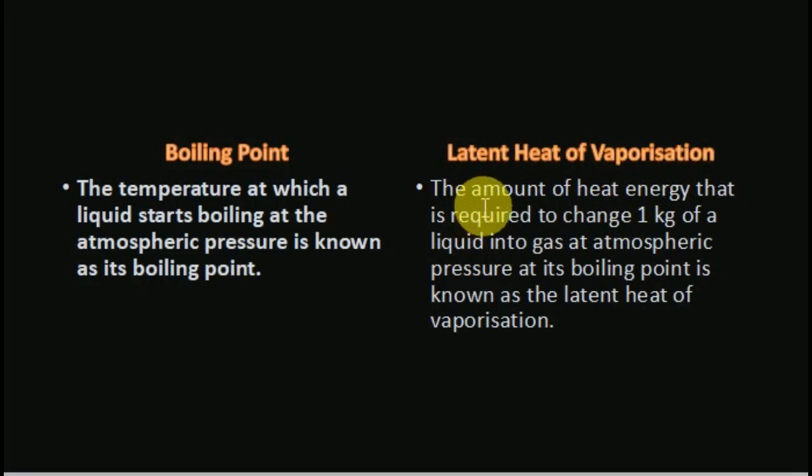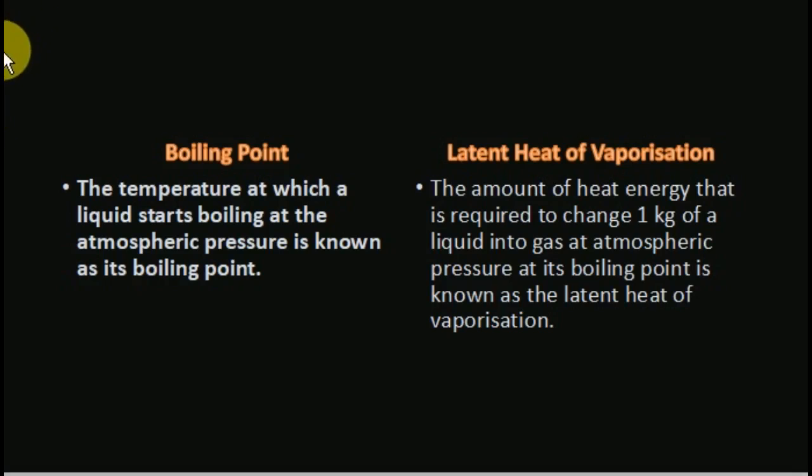And again, the definition is: the amount of heat energy that is required to change 1 kg of a liquid into a gas at atmospheric pressure at its boiling point. In the latent heat of fusion, we mentioned the melting point. Now, in the case of latent heat of vaporization, we will have to mention the boiling point. Again, latent heat of vaporization is the amount of energy required to convert liquid into gas at boiling point. That is the most important point. So this is up to change in temperature.